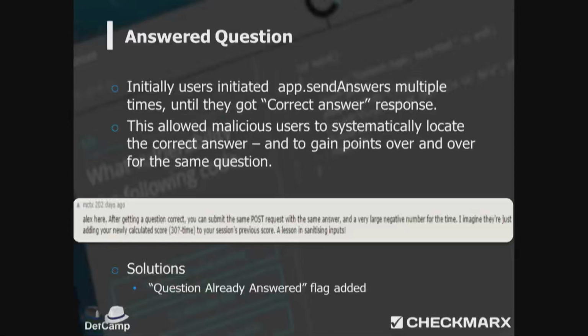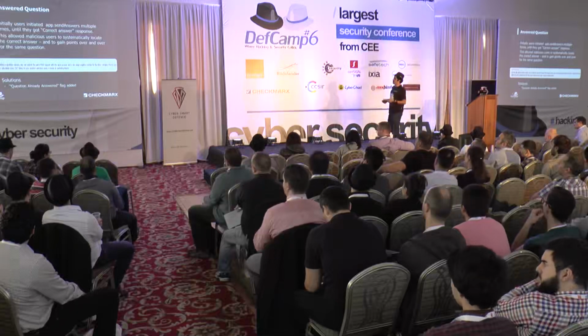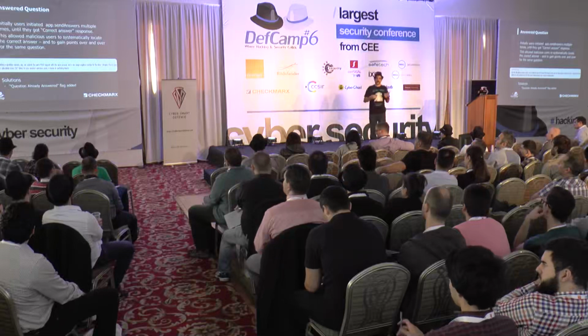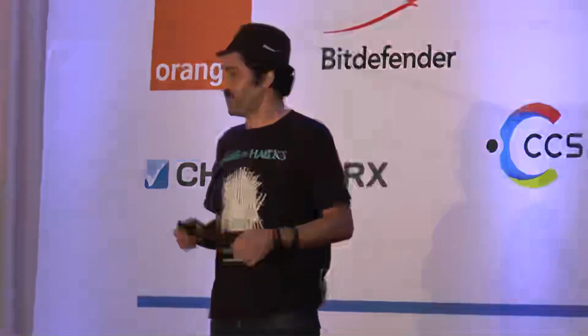And someone wrote here, so he writes, Alex here, after getting a question correct, you can submit the same post request with the same answer and very large negative number for the time. I imagine they're just adding your newly calculated score, 30 minus time, to your session previous score. And then at the end he says, a lesson at sanitizing inputs. He's right, and that was possible. So what we did, once we detected that someone found that vulnerability that we left in there, we added a question already answered flag on the server side.